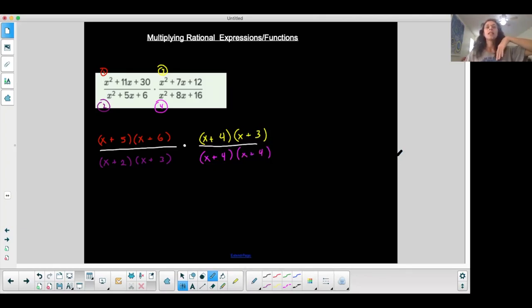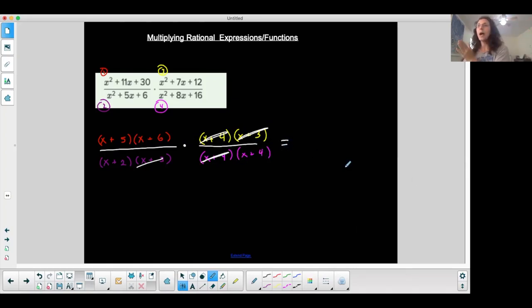What do I have in common? Anything on the top that has something in common with the bottom, anywhere. It looks like I have an x plus 3 here and an x plus 3 here. Those can cancel because everything is being multiplied. I'm only allowed to cancel on the top and on the bottom when there is multiplication. x plus 4 here and x plus 4 here. As long as it's anywhere across the top and anywhere across the bottom. But I think that's it. I don't see anything else that cancels. There's no x plus 2 on the top anywhere, and there's no other x plus 4 on the top. So I'm officially done canceling anything in common.